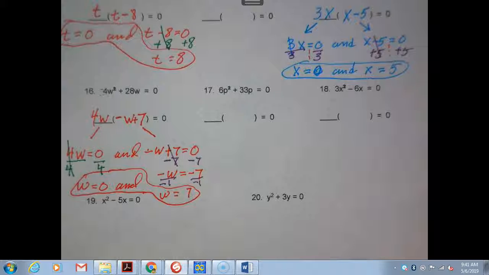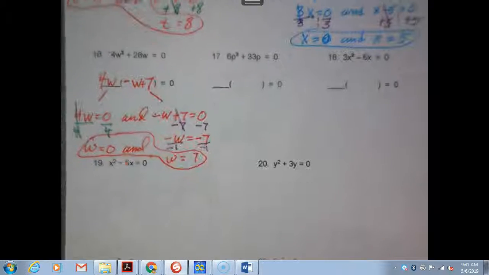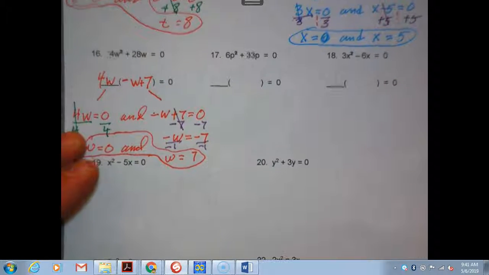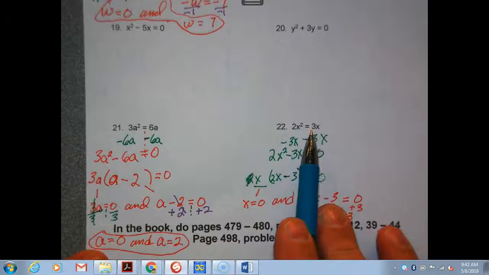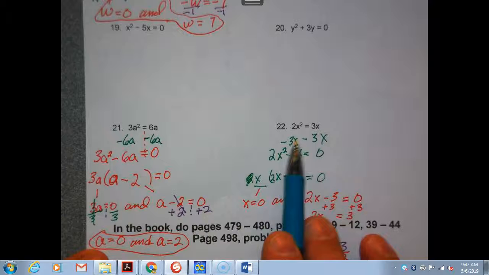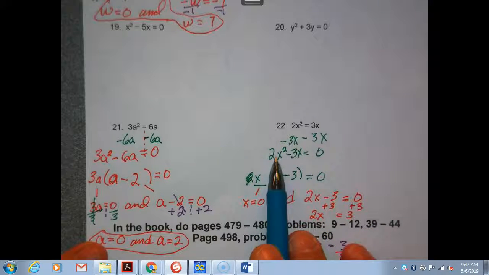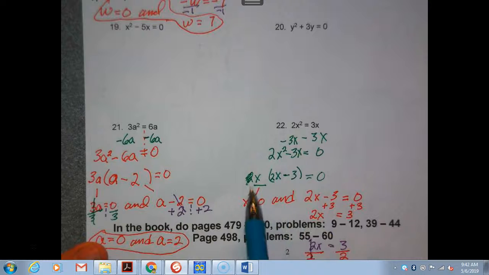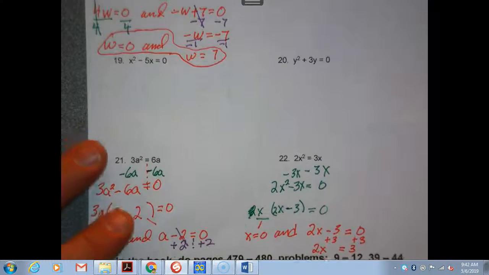How about, let's do 20. We did 21 and 22. Now you have to be careful because you have to have 0 on one side. And before you can even factor this, you need to subtract 3x, get it on the other side. I have 2x squared minus 3x, then factor instead of equal. Let's do 20.